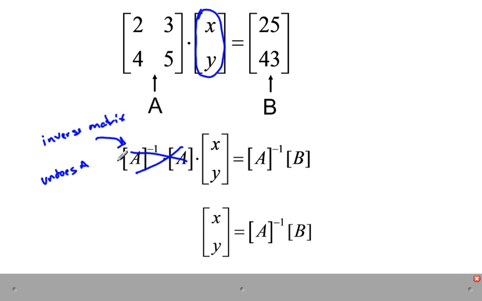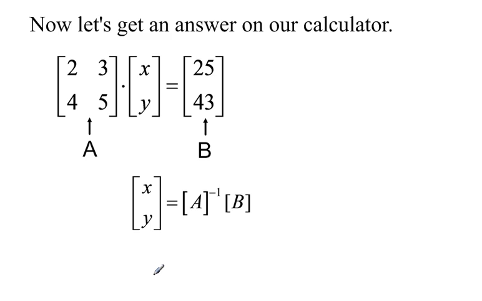Now why is it here? Because everything I do on the left side of my equation, I also do on the right-hand side of my equation. So I multiplied on the left side by A inverse here, they canceled. I multiplied on the right side here by A inverse. Let's try this out in a calculator.